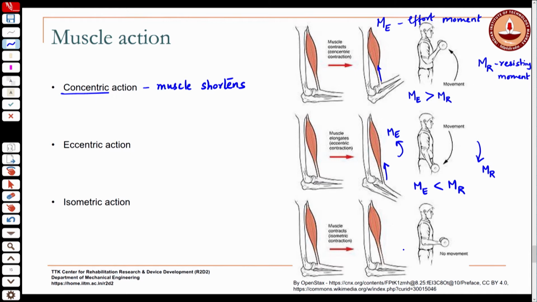And then the third kind of action is your isometric contraction. So, the moments are equal and there is no movement about that joint.